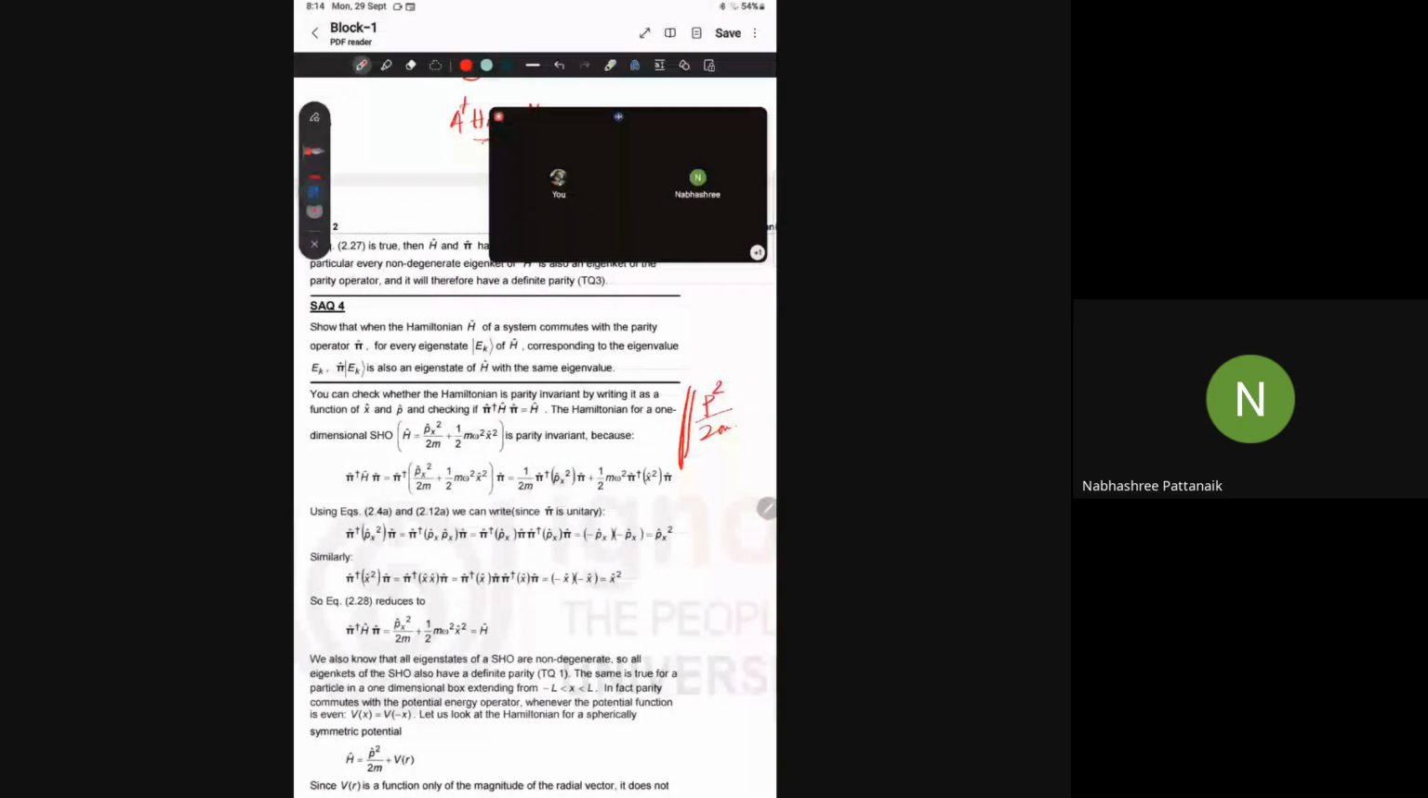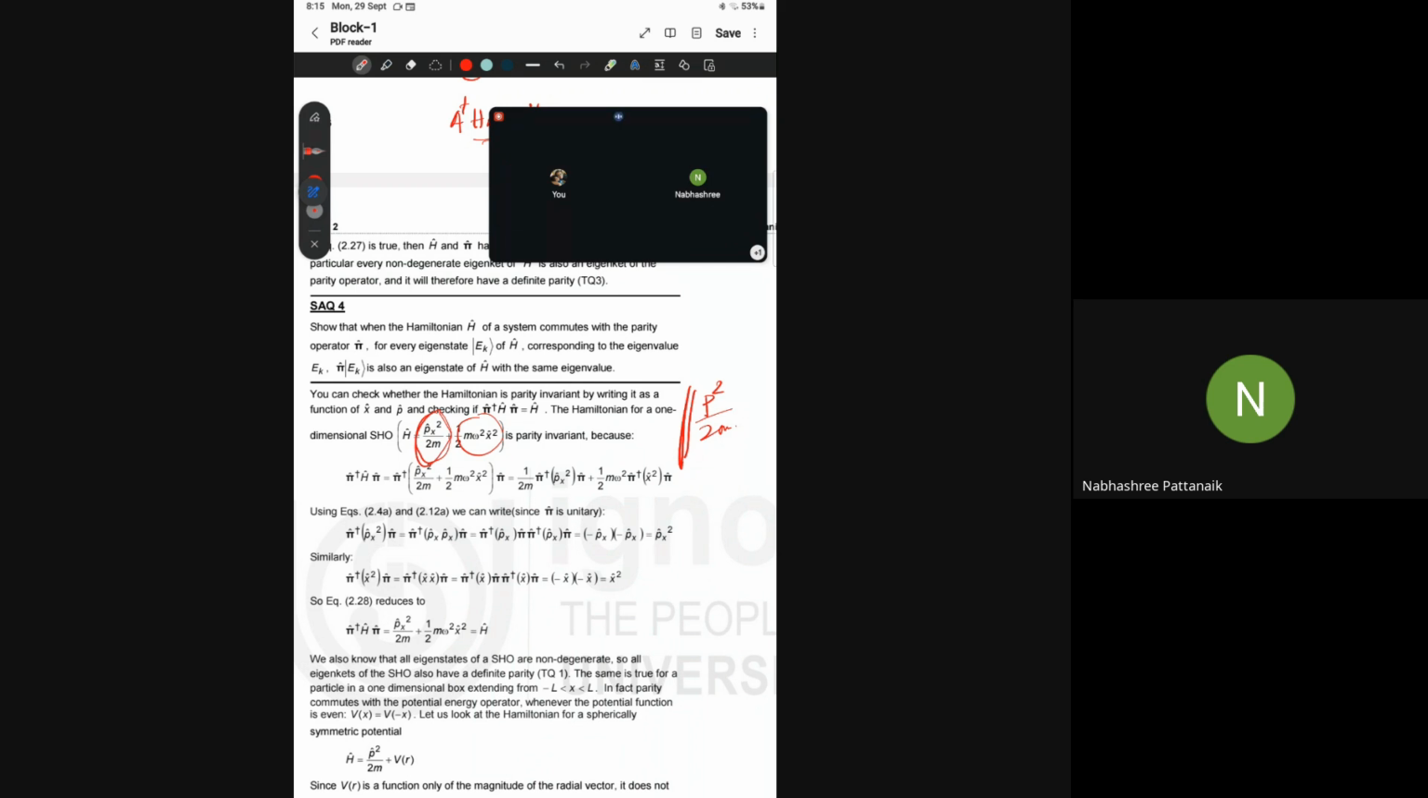So the first part over here is your kinetic energy. The second part is half m omega square x square. If you have, let's say, a spring system, then the potential energy is half m omega square x square, right? So you have p_x square by 2m plus half m omega square x square.